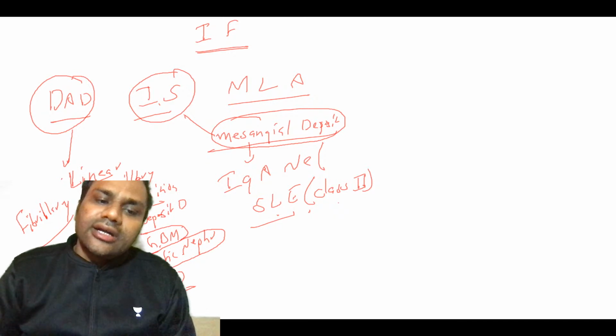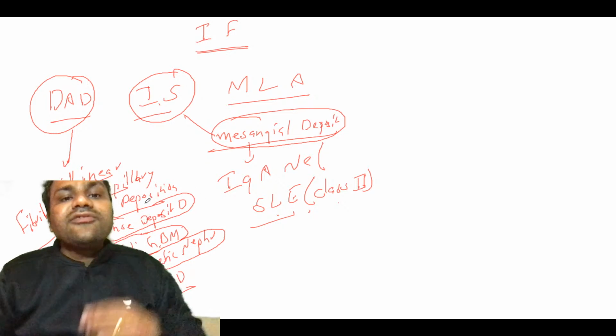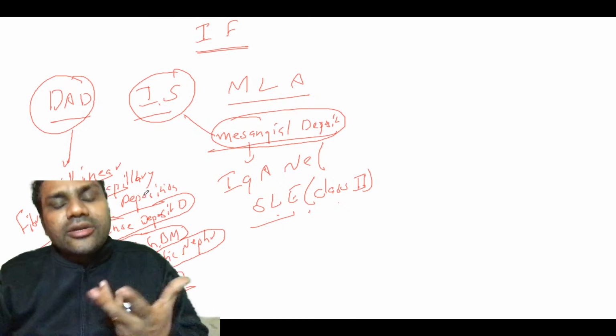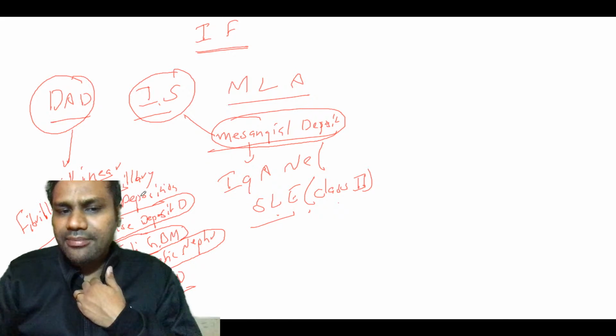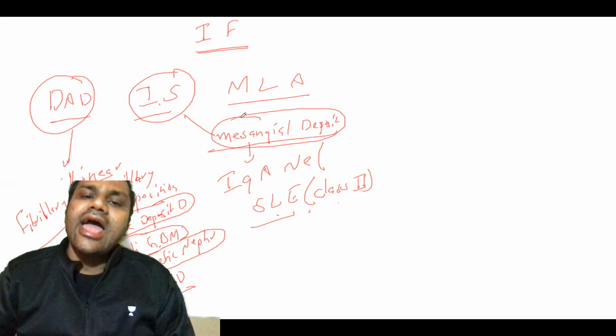Then coming to dense deposit disease, there will be linear deposition of C3. So this is about your linear capillary deposition and mesangial deposition, and then MLA.